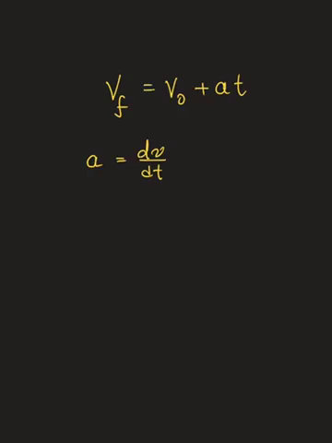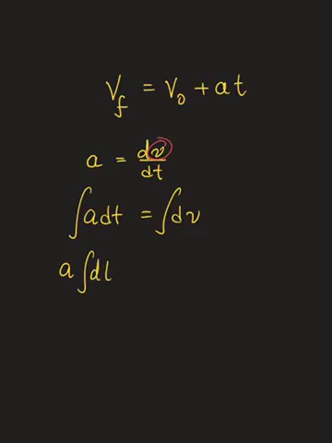So what we can do, this is a first order linear differential equation that we want to solve for velocity. So what we're going to do, we're going to go ahead and multiply both sides by dt. So we have that dv is equal to the acceleration times dt. And then we're going to go ahead and integrate both sides. Now remember that the acceleration is a constant, so we can actually pull it out of the integral. So we have acceleration times the integral of the exact differential dt equals the integral of the exact differential dv.